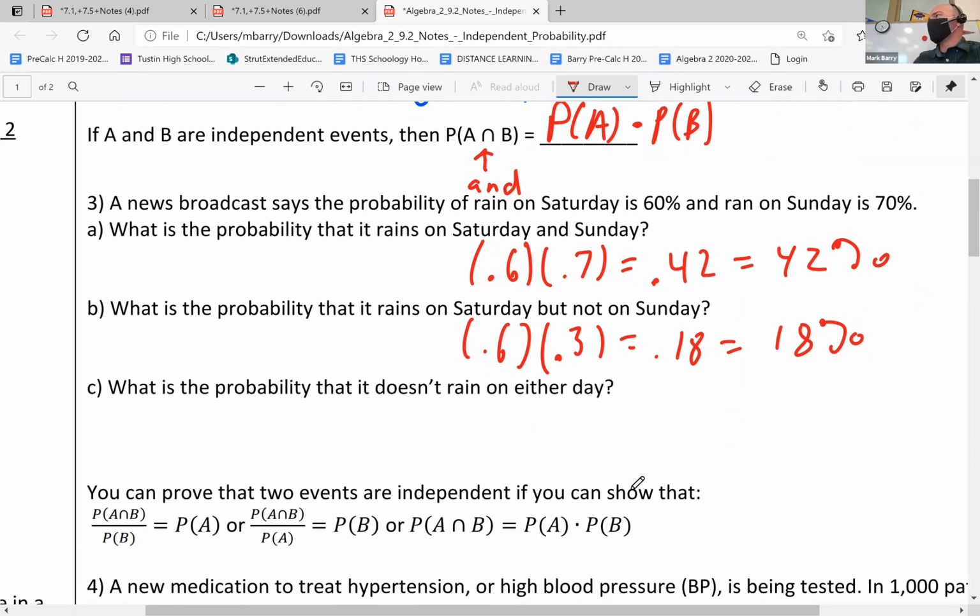And then what's the probability that it doesn't rain on either day? So that would be 0.4 for Saturday and 0.3 for Sunday. So that would be the complements on both of those.